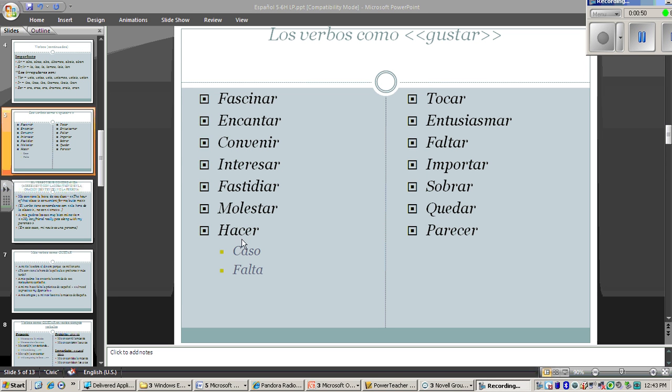Actually, hacer caso is different than the rest of them because you can use the yo form. So that one's kind of tricky. But it does mean just to pay attention. Like, mis amigos no me hacen caso. No me hacen caso. So to pay attention, you can use the yo form. You can say, yo le hago caso a mi maestra. I pay attention to my maestra.